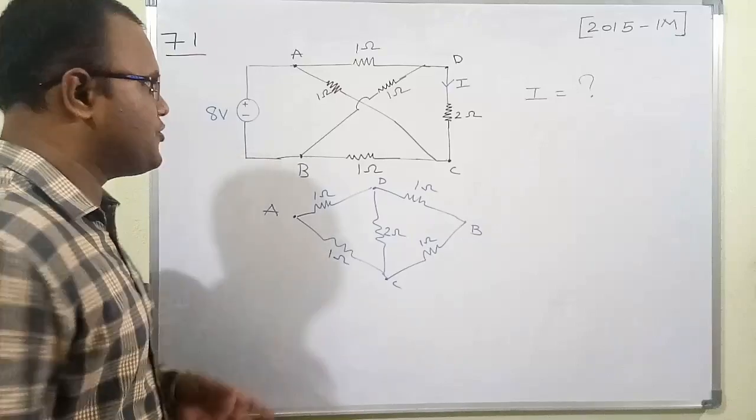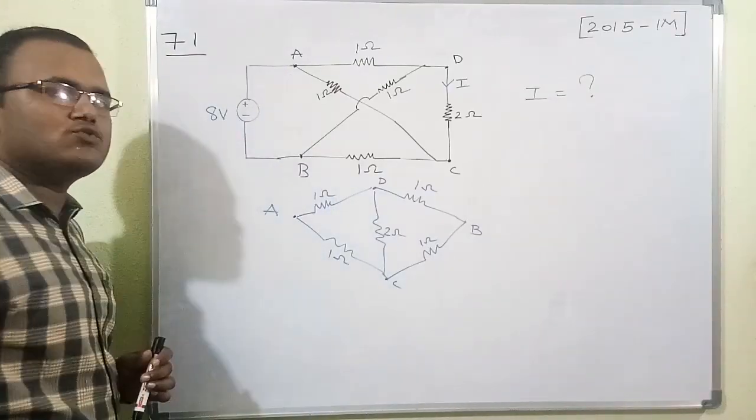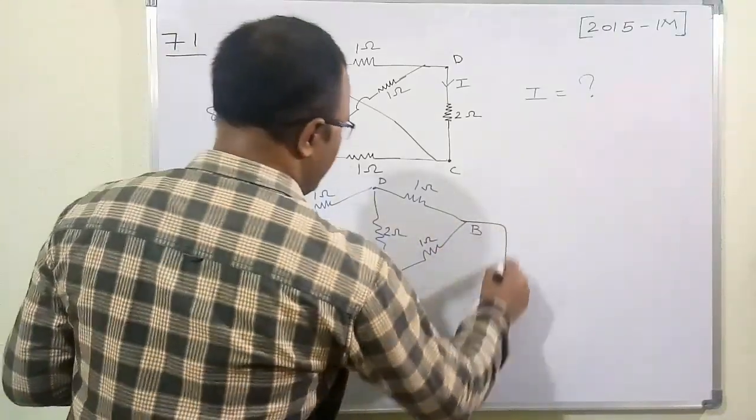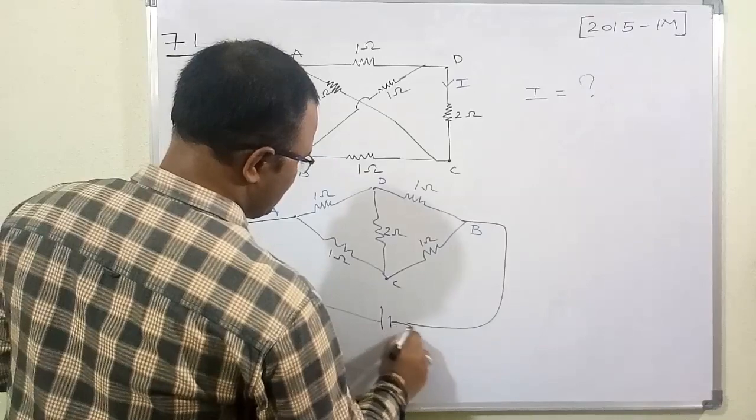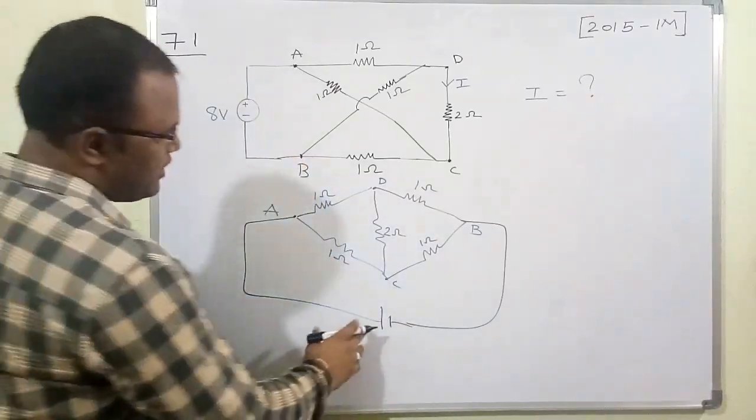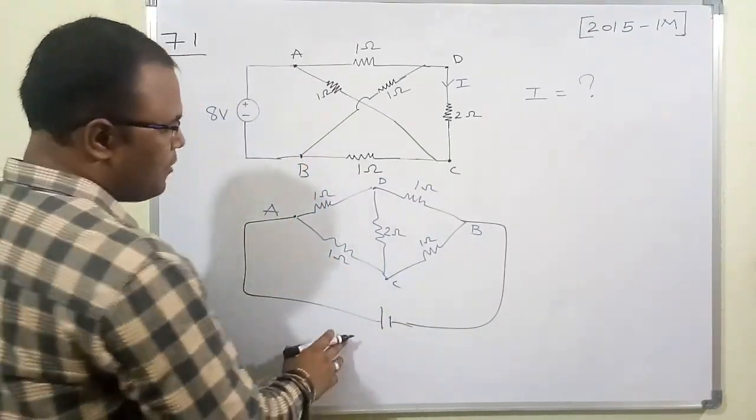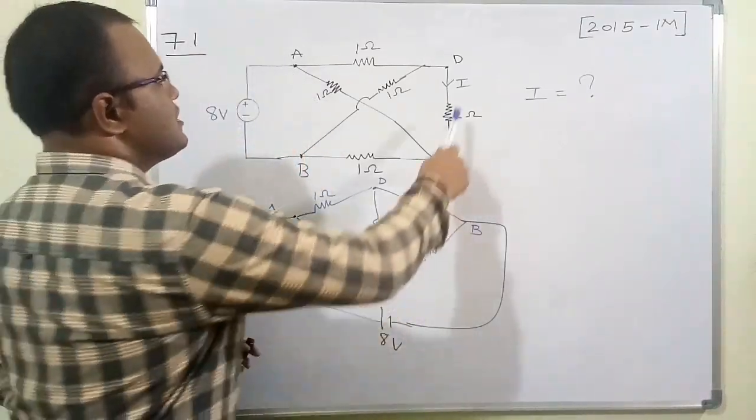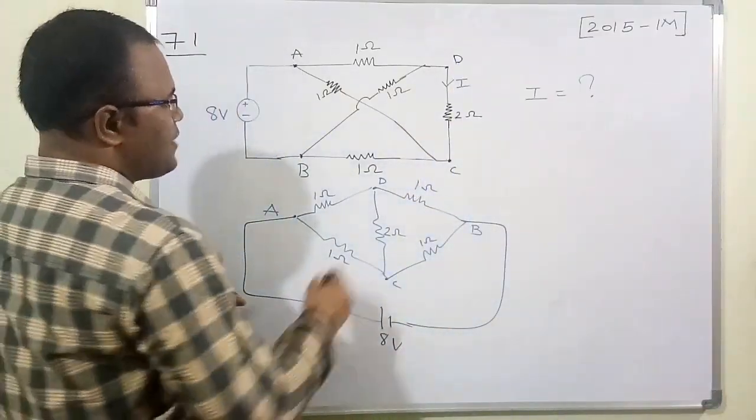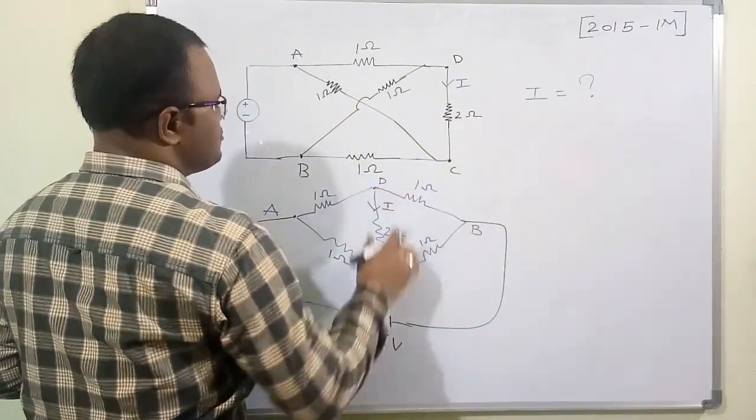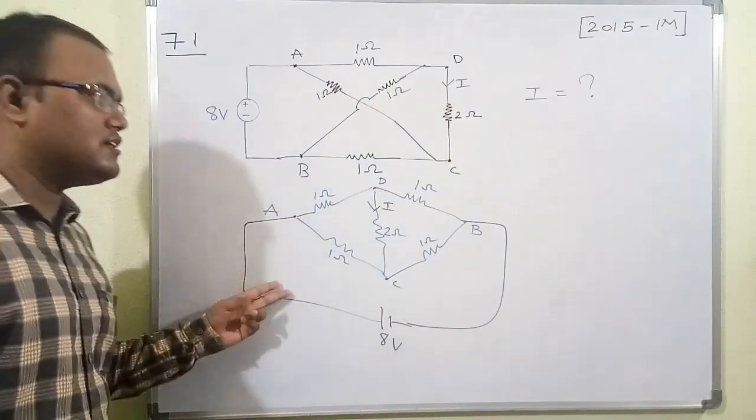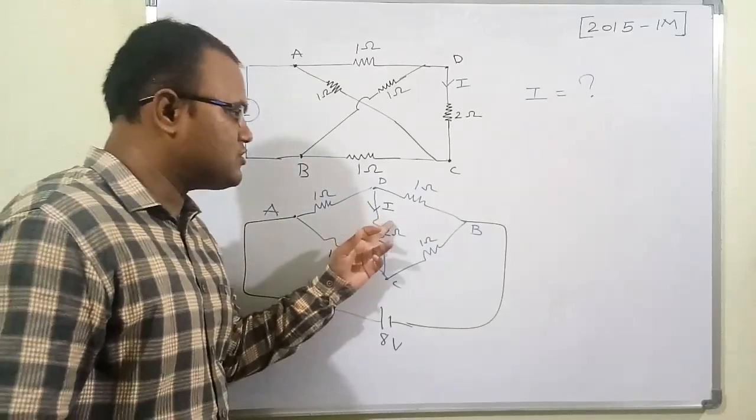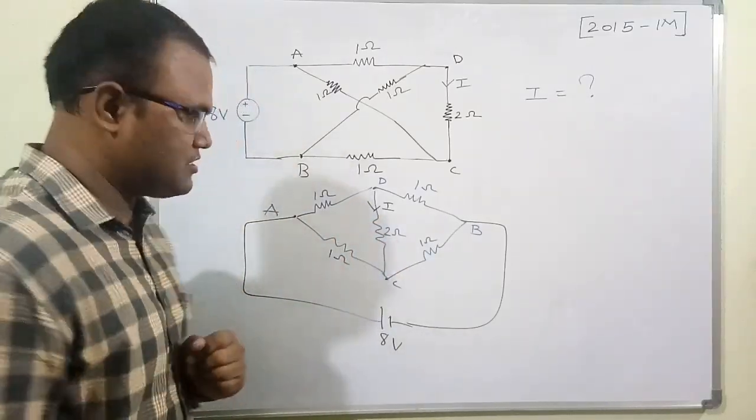So this is an equivalent circuit, and between A and B there is a voltage source of 8 volt, with A positive and B negative. The current is traveling from D to C, so I must keep a current traveling from D to C in this equivalent circuit. I have drawn it in such a fashion that these 2 circuits are equal, and we have to figure out the current in this 2 ohm resistance.